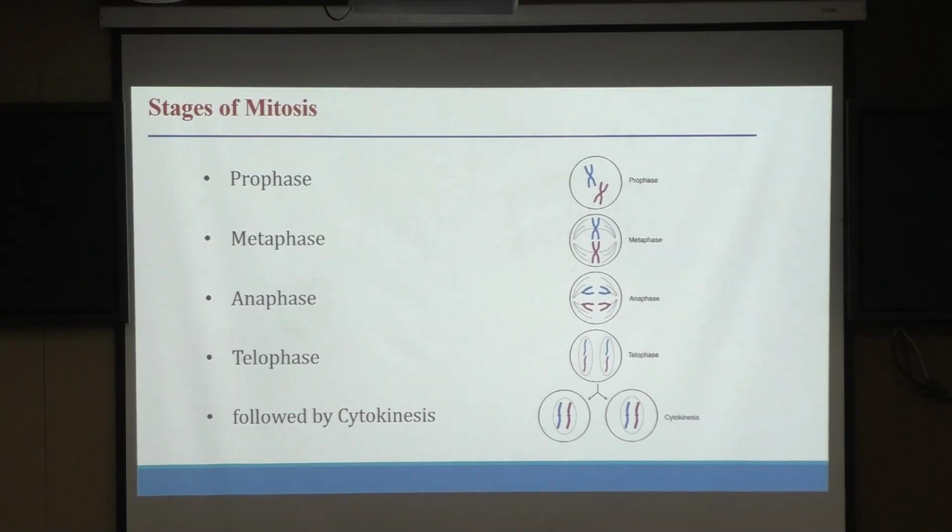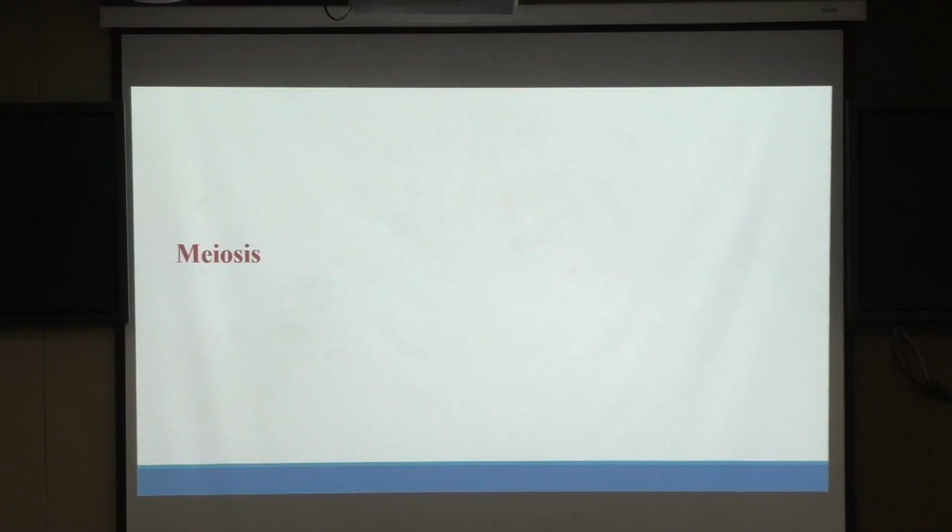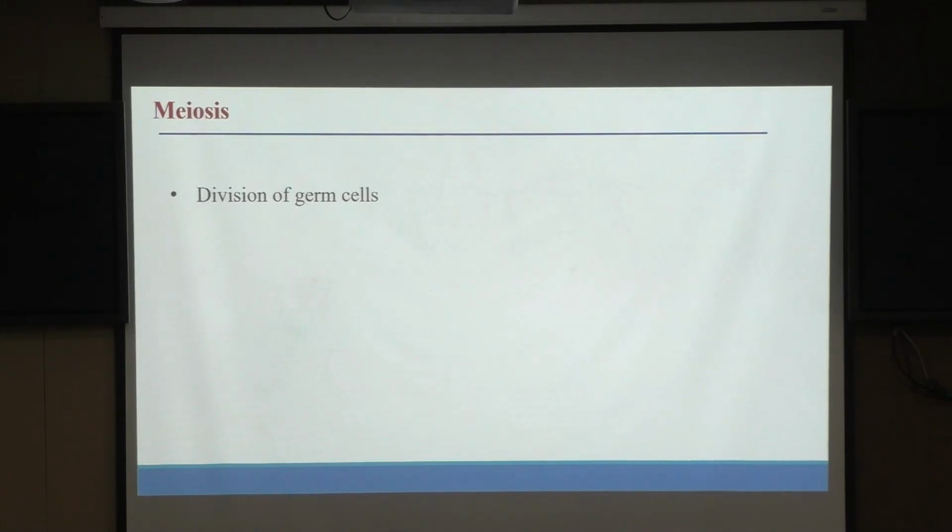Fine. Now, in contrast to mitosis, which happens in the somatic cells, there is another cell division called meiosis. So how many stages in meiosis? Two stages. We call them meiosis 1 and meiosis 2. Fine. Now in case of meiosis, this division happens only in the germ cells. Here in case of males, there are cells called spermatogonia, which get differentiated into primary spermatocytes, and in case of females, the oogonia, which get differentiated into primary oocytes. Okay. So it happens only in the division of germ cells.